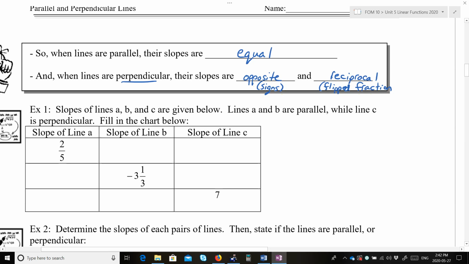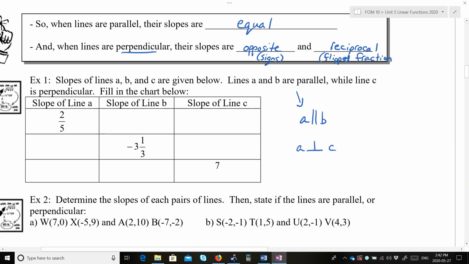Okay, so example 1, slopes of lines A, B, and C are given below. Line A and B are parallel. We can do that in shorthand like this. A is parallel to B. While line C is perpendicular, A is perpendicular to C. Fill in the chart below. Okay, so if the slope of line A is 2 over 5, line B is parallel to that, so its slope will be also 2 over 5. Line C is perpendicular, so the fraction is flipped, and we have to have the opposite sign.